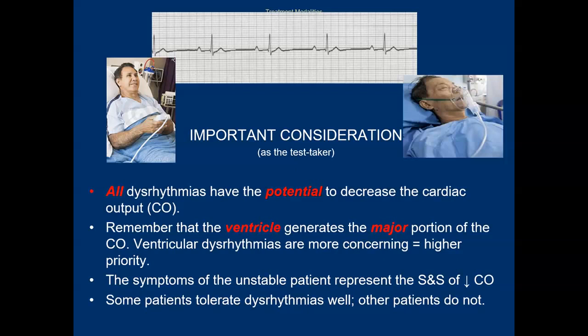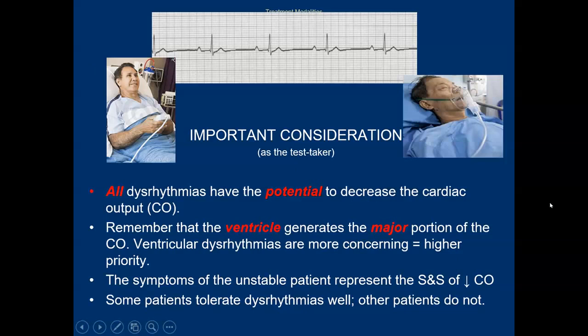And so they are a much higher priority. All dysrhythmias are concerning, but if you had to pick between an atrial dysrhythmia versus the patient with a ventricular dysrhythmia, well, that's going to be the higher priority, because they are much more likely to cause a lethal outcome. Now, as I've already mentioned, the symptoms of the unstable patient represent a decreased cardiac output.